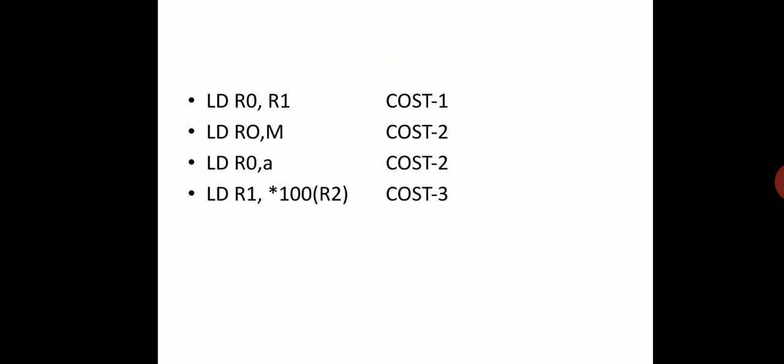Okay, here it is given LD R0 comma R1, 2 register operands are used, so cost will be 1. LD R0 comma M, 1 register 1 memory, cost will be 2. Third LD R0 comma A, 1 register 1 memory, so cost will be 2. And the third is an indirect addressing, so R1 star 100 R2. So except the first 3 statements, the rest of the instruction cost will be 3.